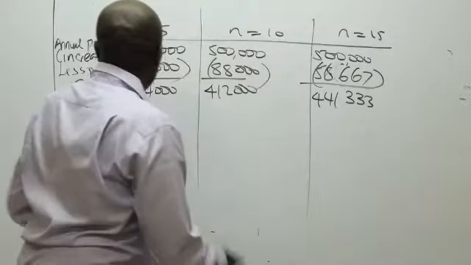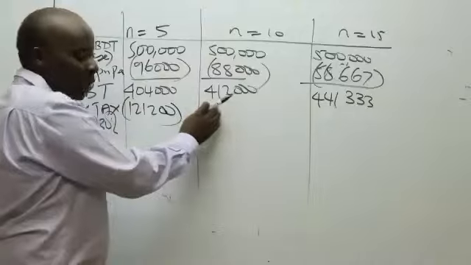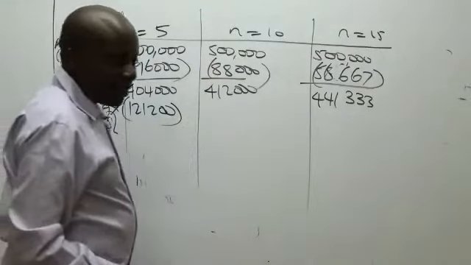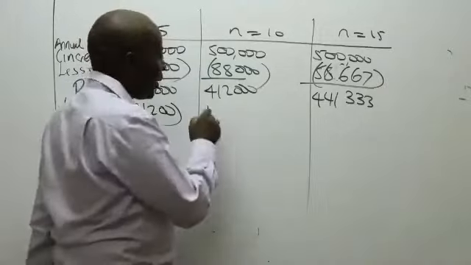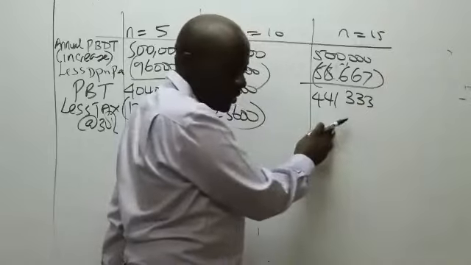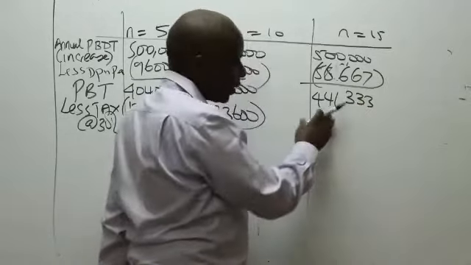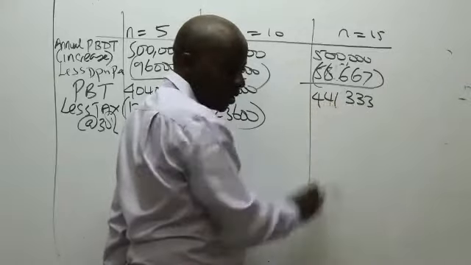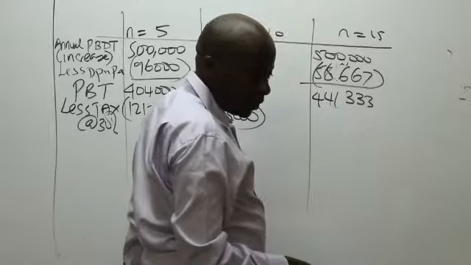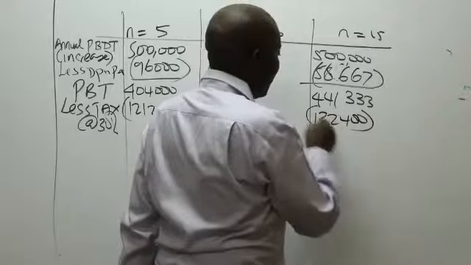Somebody's giving me a figure of 121,200 there. How about this one? The tax here. 123,600. How about the last one here, 30% of this? 132,400, approximately.